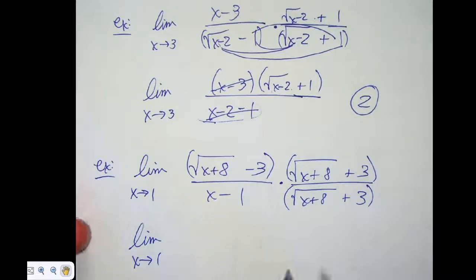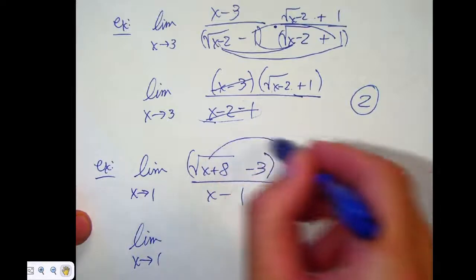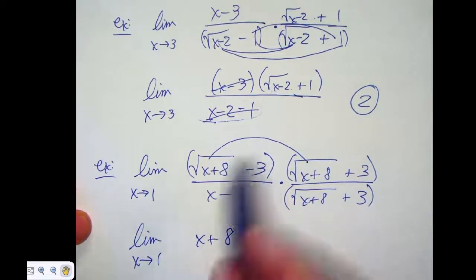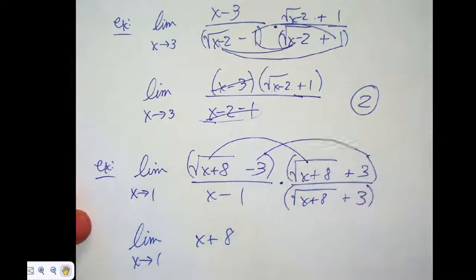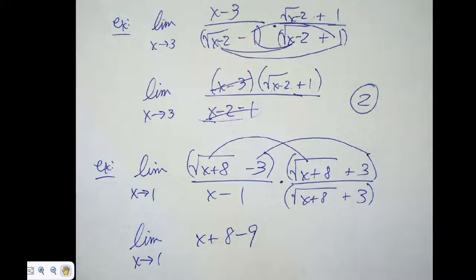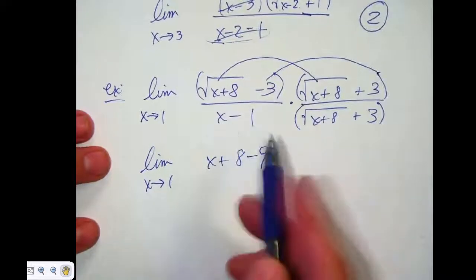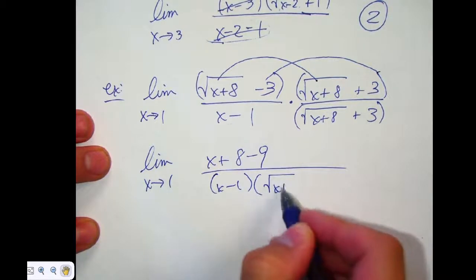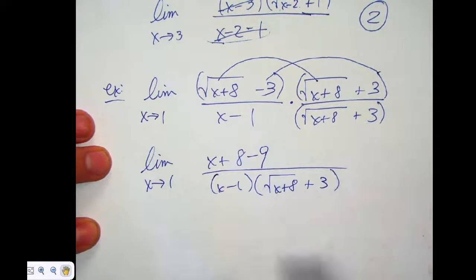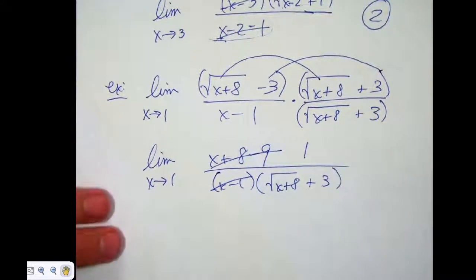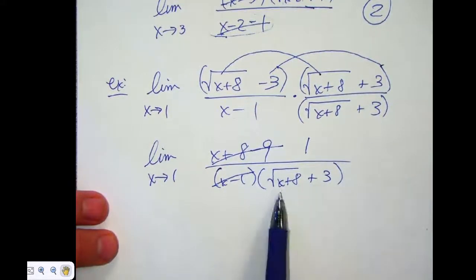So I'm going to FOIL the top. Square root of x plus 8 times square root of x plus 8 is x plus 8. The middle two will cancel, then what's negative 3 times 3? Negative 9. And then if you notice, isn't that just x minus 1? That'll cancel with the bottom part, so that tells me we're on the right path. So this is just x minus 1, which goes away with that. You have to have something up on top, so you put 1 there.